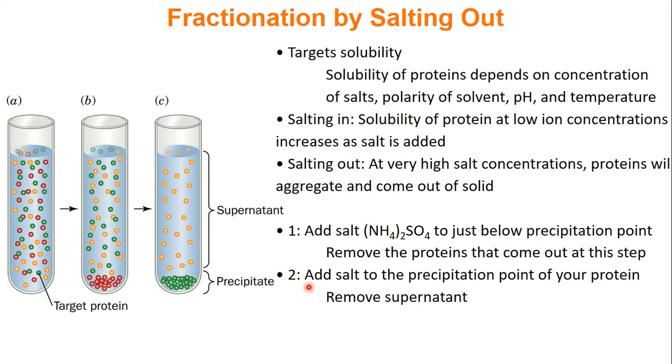Then you add salt, so your green will come out of solution, that is your protein that you want, while the yellow protein remains in solution. You remove the supernatant again, this time keeping the precipitate, and now you have successfully removed your protein from other proteins. Usually you can't just purify your protein through salting out. There are many other things you have to do, and we'll talk about those other things in the next video.